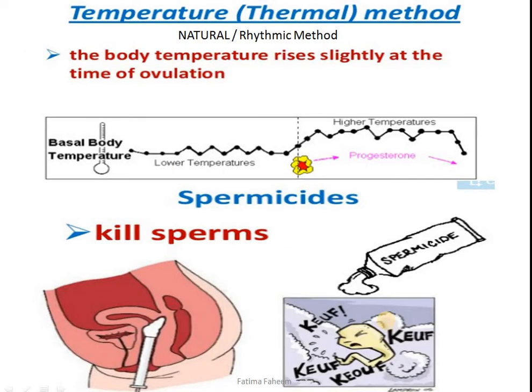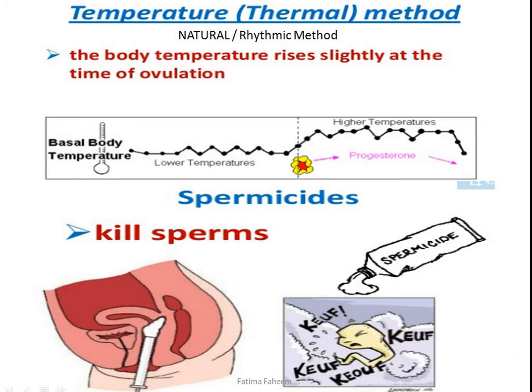Here in this slide, I have shown you the pattern of body temperature changes in the female in a month. The body temperature slightly rises at the time of ovulation. So this period is marked where ovulation is most probable, and in that period of time, sexual intercourse is prevented. In this diagram, there is a demonstration of the application of spermicides into the vagina of a female so that the sperms are killed.